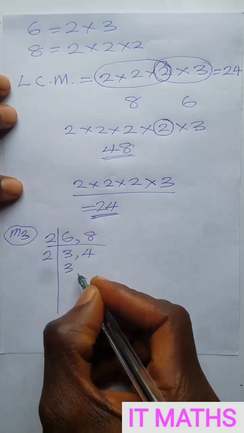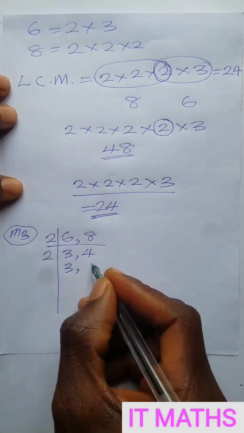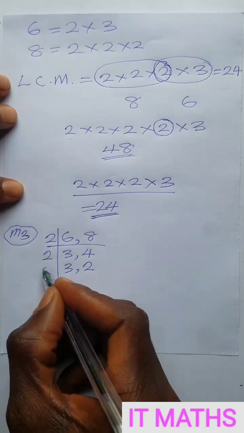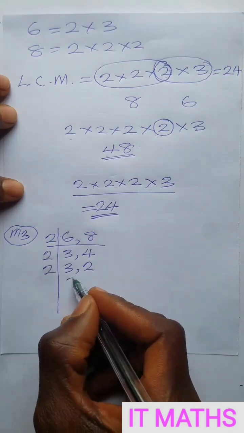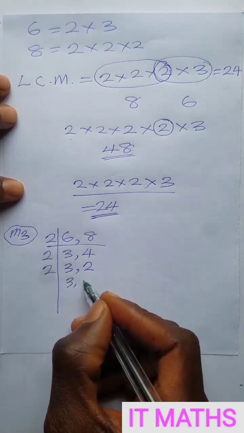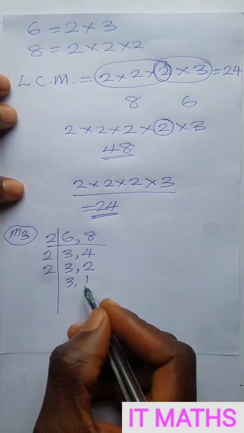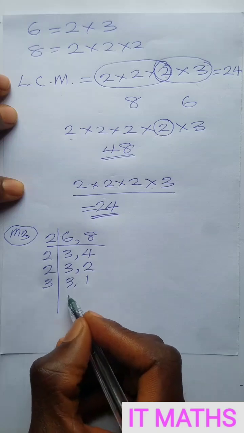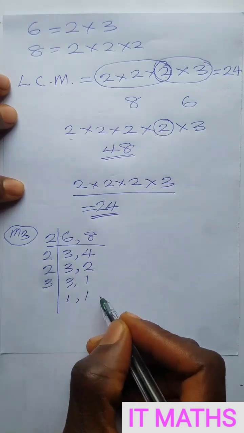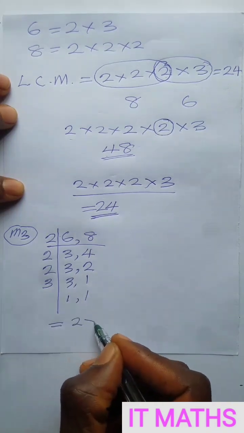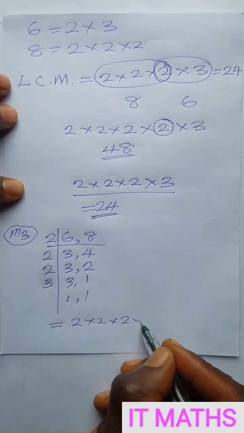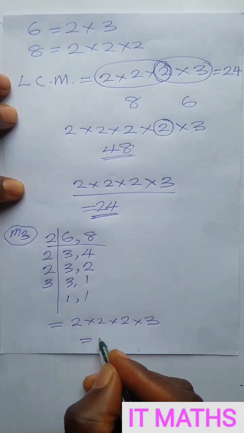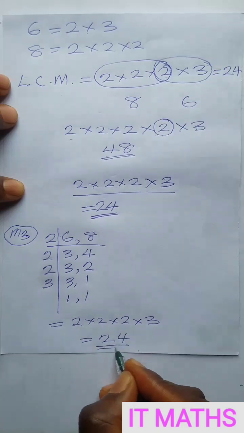2 is not dividing 3. We leave it. It can divide 2. It gives us 2. 2 can still divide, so we pick it. So far a number can divide any of them, pick it in LCM. Now 2 can't go anymore. We switch to 3. 3 here, 1. 1 is already here. So our answer becomes 2 times 2 times 2 times 3. The same thing we had here, which is 24.